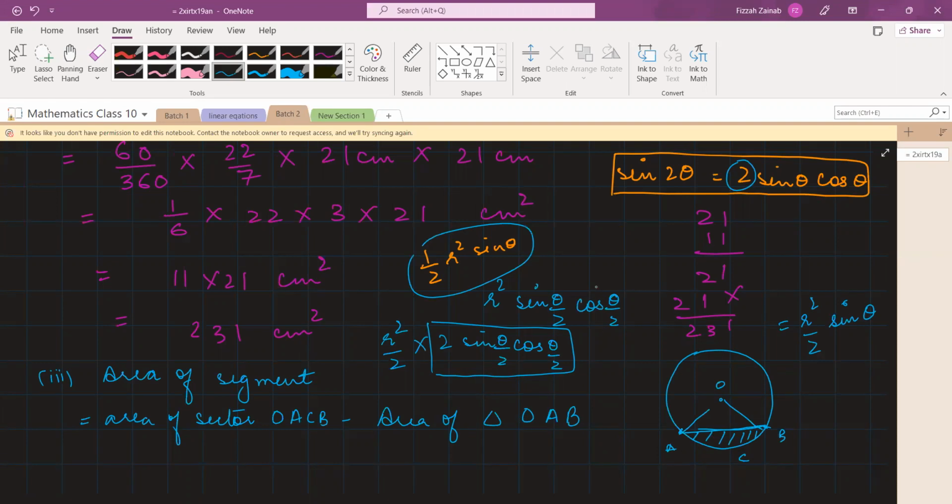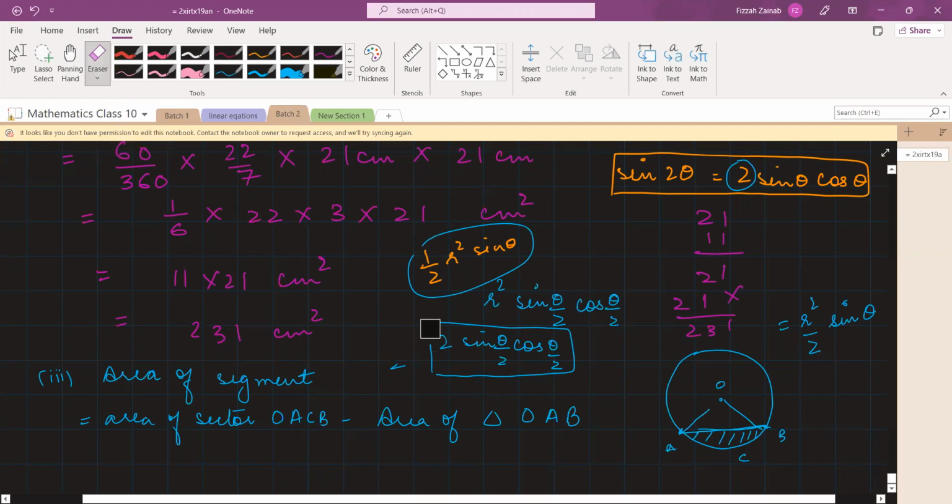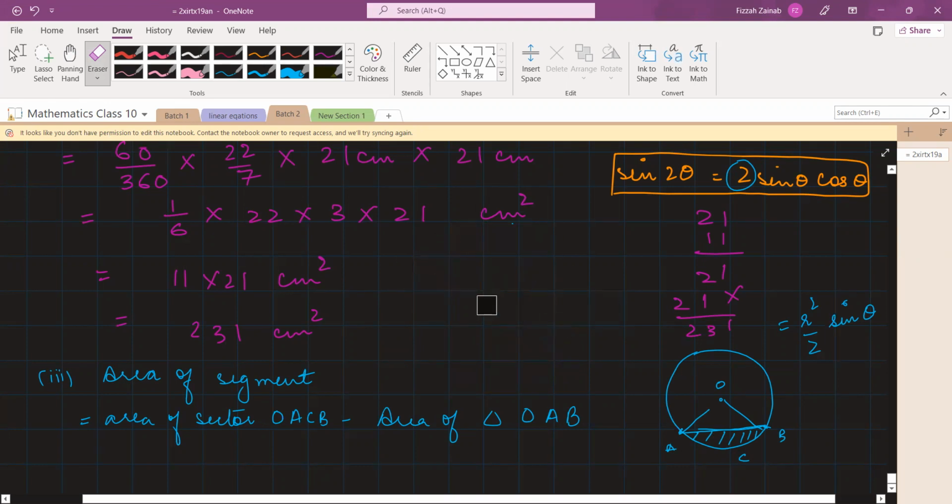So don't worry about it. Okay. So whichever way you want, you can remember it. Okay. This you can note somewhere, this sine 2 theta is equal to 2 sine theta into cos theta, so that you will remember. Yes.